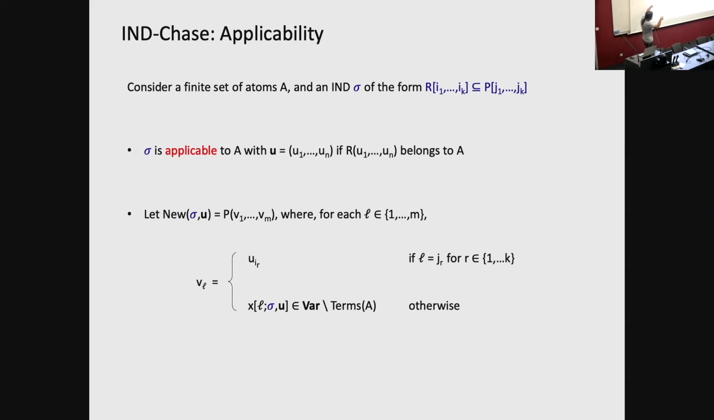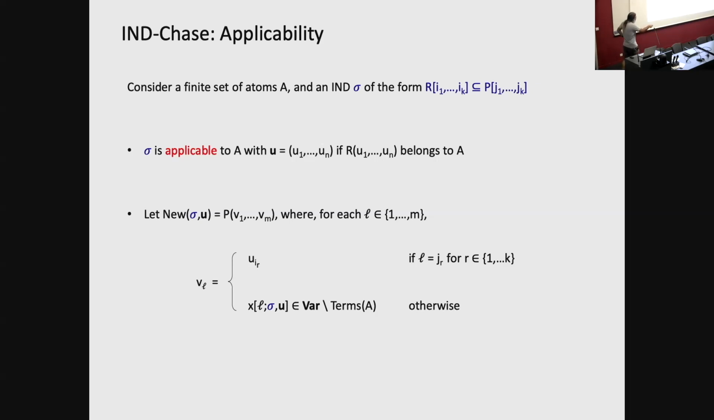Now, the L variable there: if L is one of the positions in J1 up to JK, so if L is JR, then the variable VL is essentially the variable UIR. It's the variable that I need to somehow reuse, because that's what the inclusion dependency tells me. So the Lth variable in here will be UIR, which comes from the tuple U. Is it clear what I'm saying? So these are the variables that I need to propagate from the R atom to the new P atom at the right position.